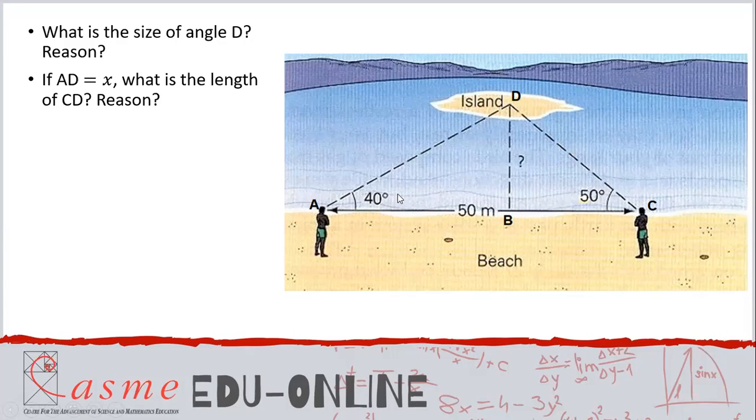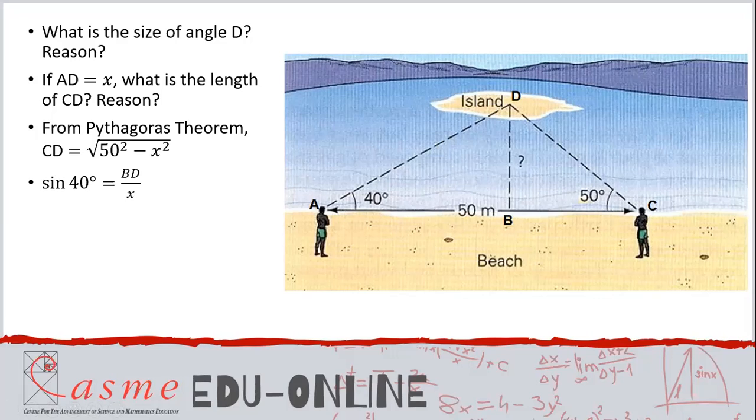This one is x, this one is 50. From Pythagoras, how do you find that side? It's the square root of the square of the hypotenuse minus the square of the other side. We've done that in the other examples. So we can say from Pythagoras, the length of CD will be the square root of 50 squared minus x squared. This is 50 squared, the hypotenuse, and this is x squared.